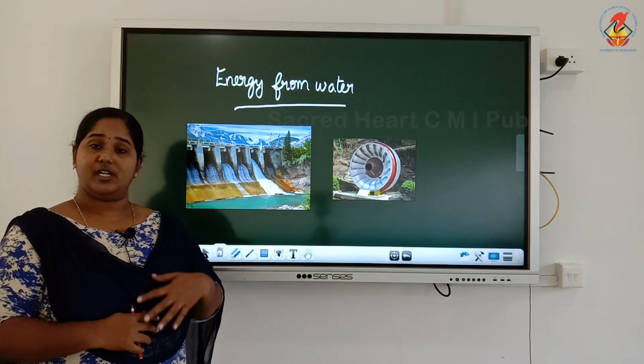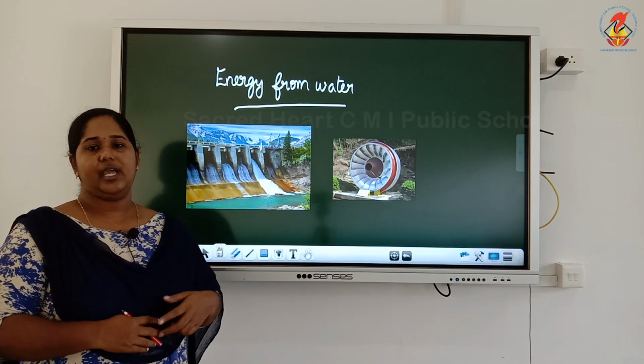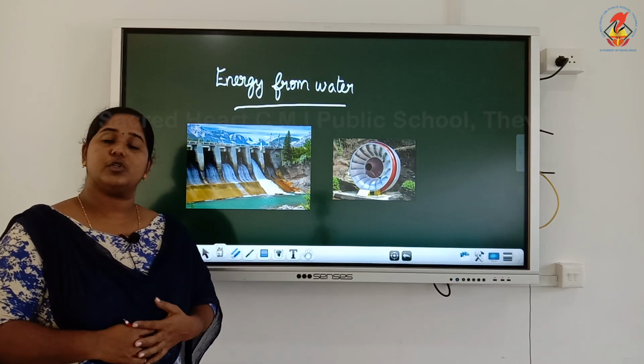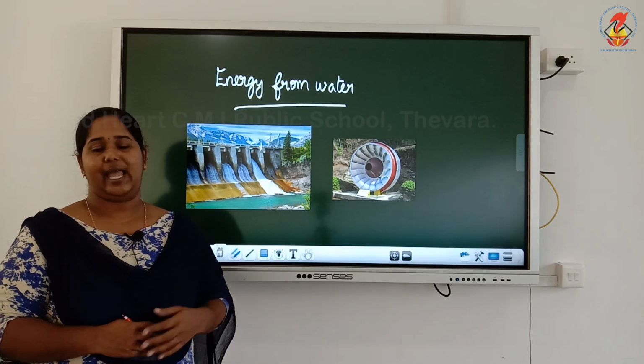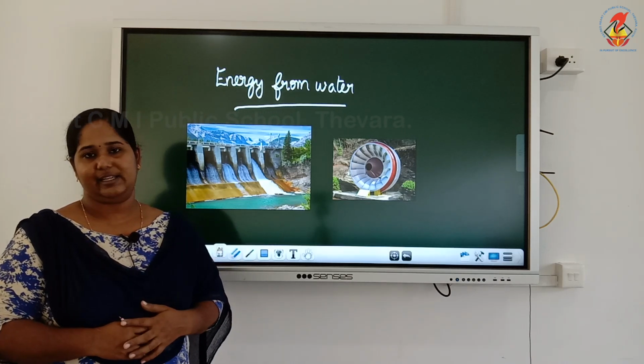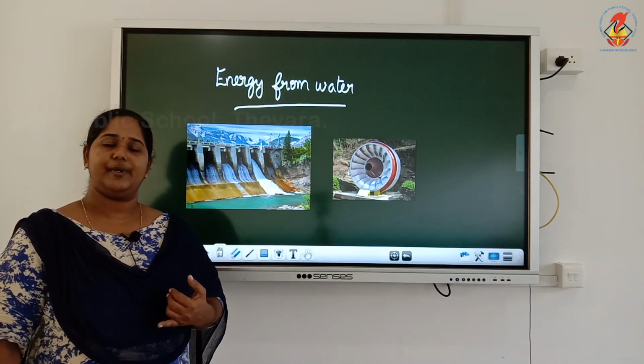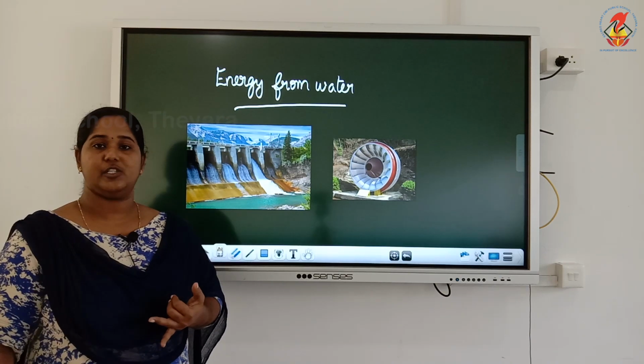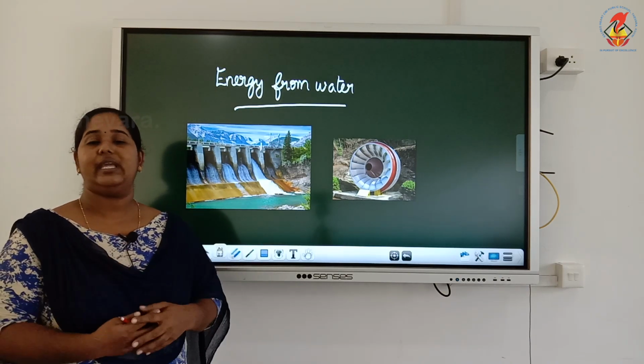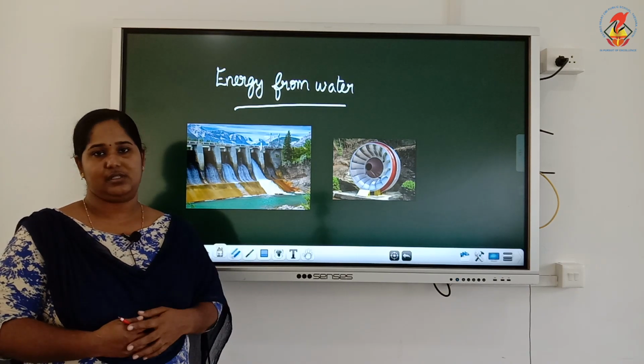Energy from water, water is a very powerful source of energy, okay. Energy from water is used to produce electricity. That is what we use in our daily life. Not the electricity from geothermal energy, not the electricity from atomic energy and all. It is from water that we get electrical energy that we use in our houses.